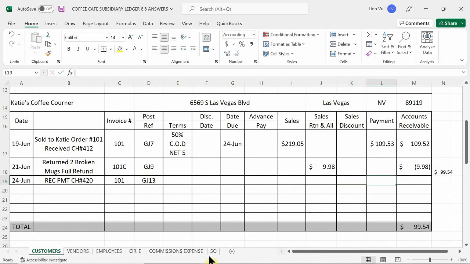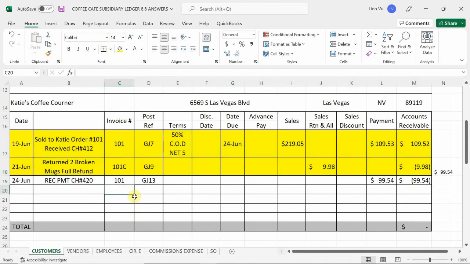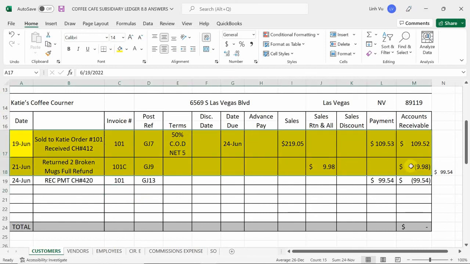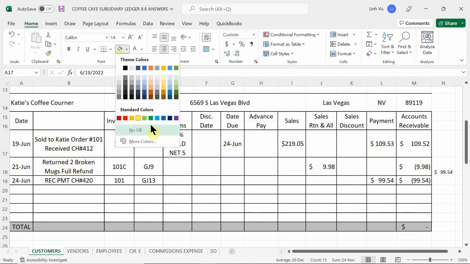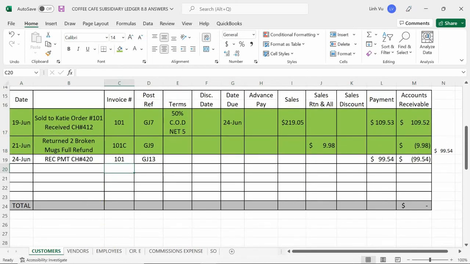Payment, 99.54. So that should give me a zero balance. So Katie now owes us nothing. Good. I'm going to highlight this so that we know this has been paid. There you go.